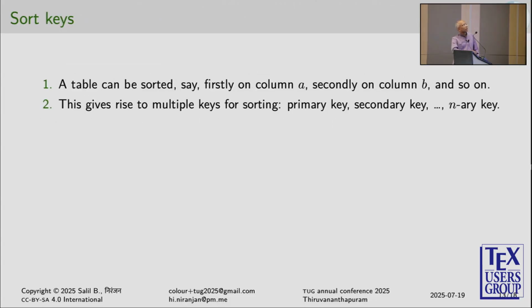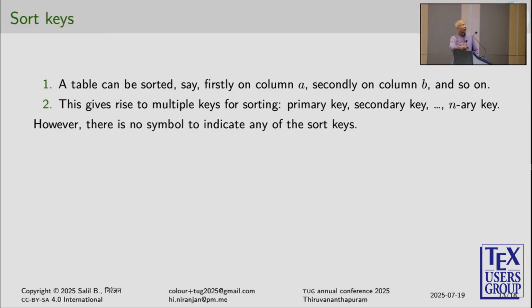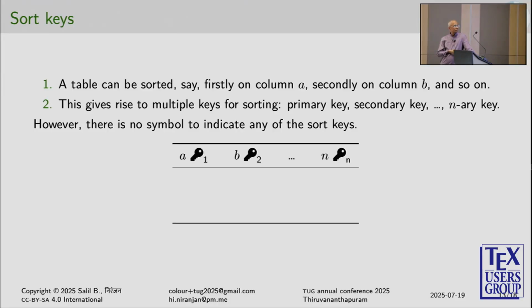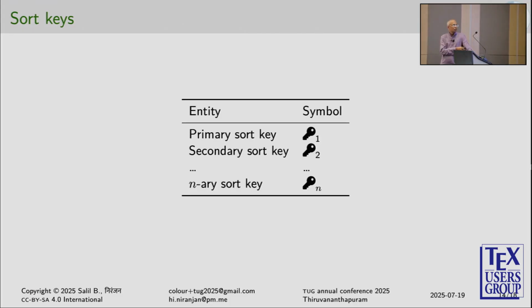Okay, so a table can be sorted firstly on column A, column B, and so on, and this gives rise to multiple keys for sorting: primary key, secondary key, and so on. However, there is no symbol to indicate sort keys. So we propose some symbols. These are the symbols. If column A has been sorted, that is the primary key, we put key 1, then key 2, and so on. So the primary sort key is key 1, the secondary sort key is key 2, and the innermost sort key would be key n.